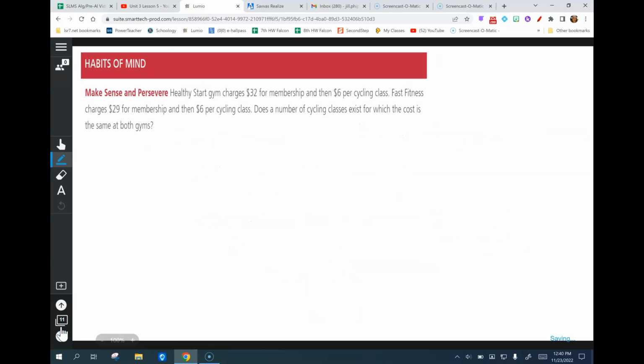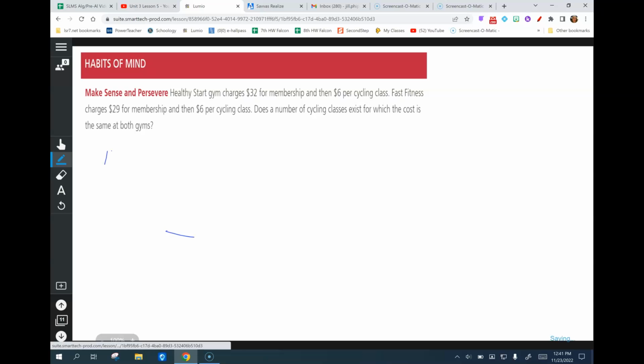So the next one is another word problem, and it says Healthy Start Gym charges $32 for membership and $6 per cycling class. Fast Fitness charges $25 for membership and $6 per cycling class. Does a number of cycling classes exist for which the cost is the same at both gyms? So this is very similar to the last problem we did. I'd like you to try to set up those equations. Go. Pause yours and do it.